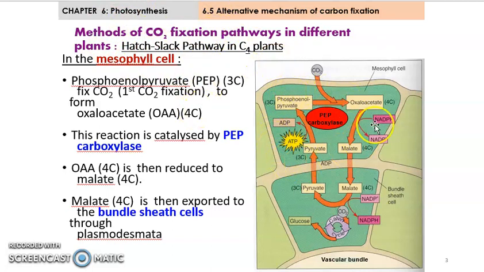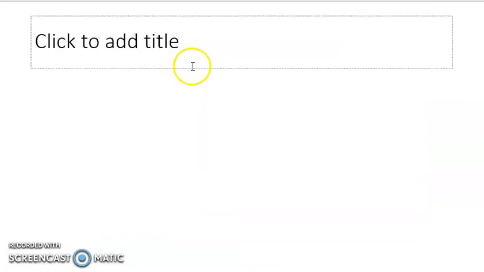So first of all, you look at here. Actually sebelum kita discuss based on this process, in C4 plants, dia ada satu lagi extra enzyme yang kita panggil sebagai PEP carboxylase. So what is the difference between PEP carboxylase and also the Rubisco, RuBP carboxylase oxygenase?